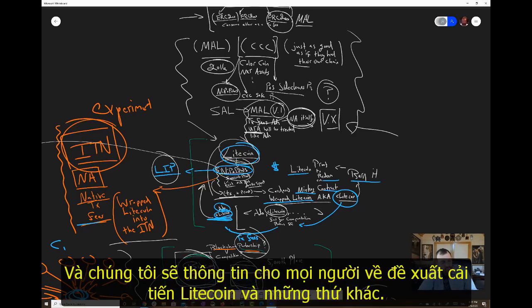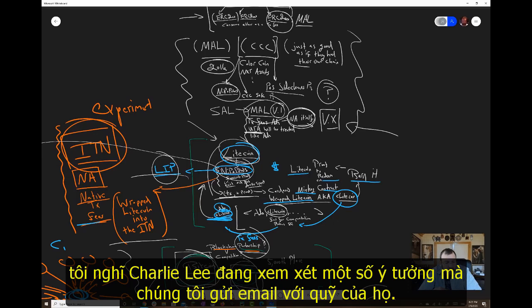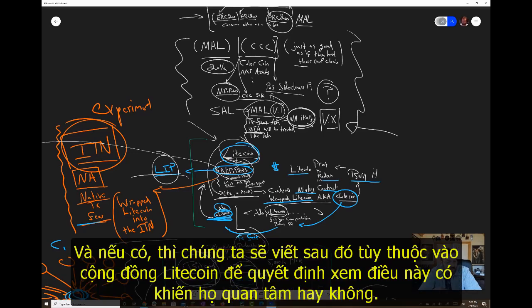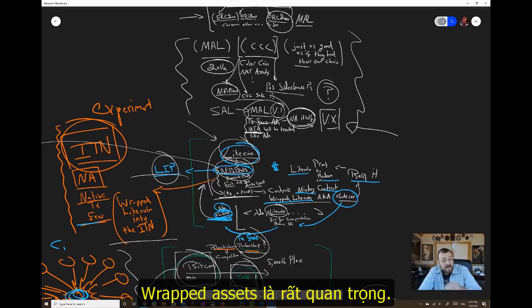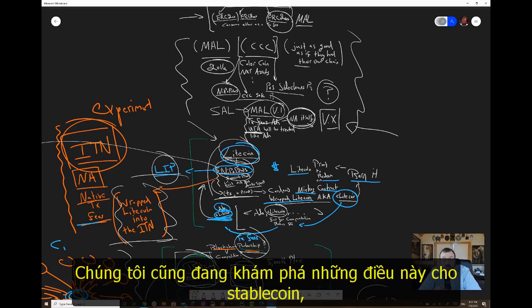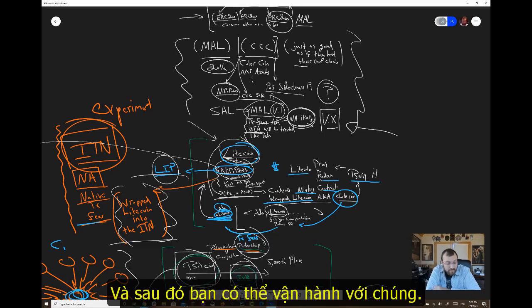And we'll keep people informed about the Litecoin improvement proposal process and all these other things. Charlie Lee, I think, is reviewing some of the ideas that we have right now. We sent some emails with their foundation, and we'll see if they're interested in it. And if they are, then we'll go and actually write one. And then it's up to the Litecoin community to decide if this is of interest to them or not. Wrapped assets are super important. We're already exploring those for stablecoins, because you can take pre-existing stablecoins, wrap them, and move them from the chains that they live on into our chain, and then you can operate on them.